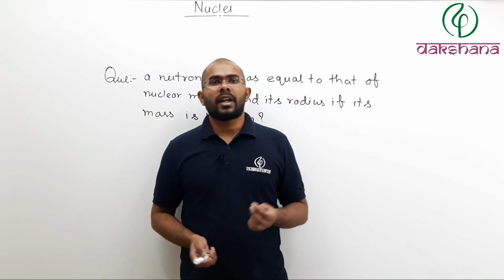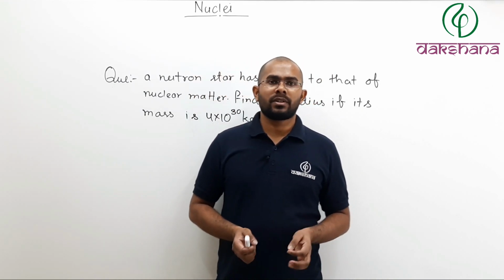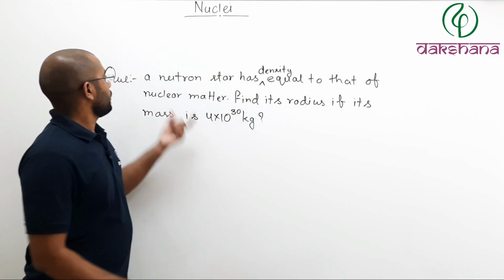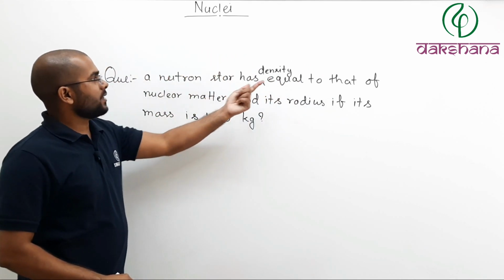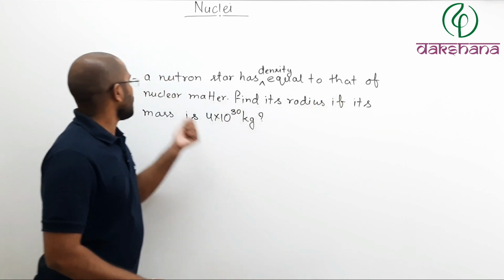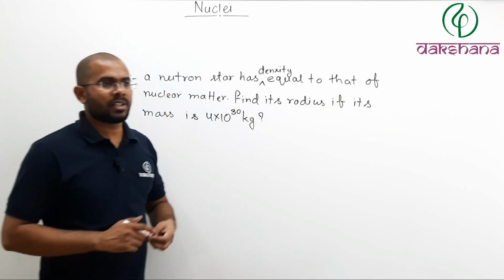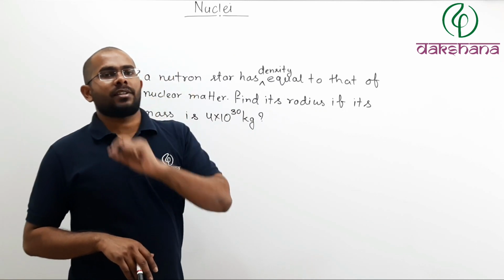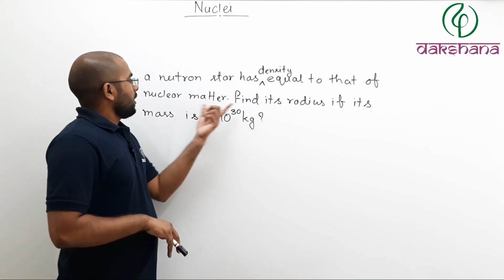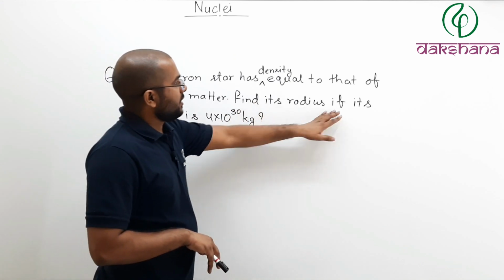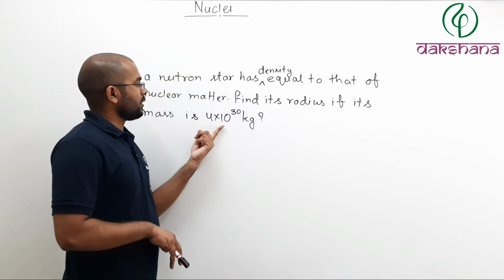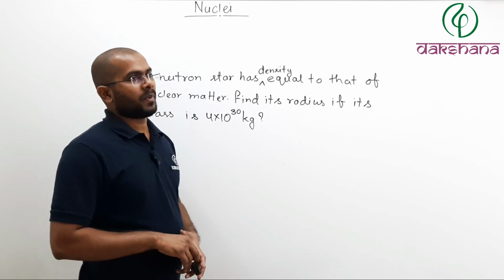So let us try to solve few questions based on what we have studied till now. One question is, a neutron star has density equal to that of nuclear matter. So density of neutron star is same as that of nucleus. Now find its radius if its mass is 4 into 10 to the power 30 kg.